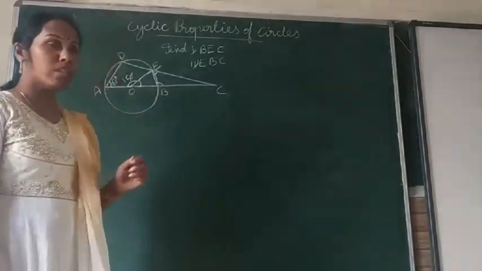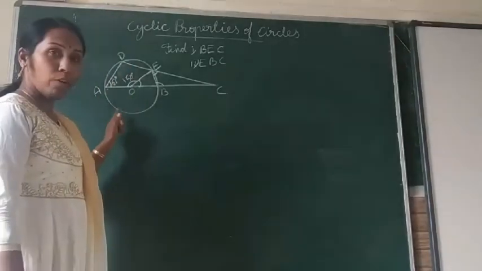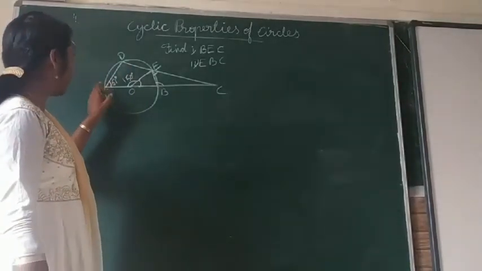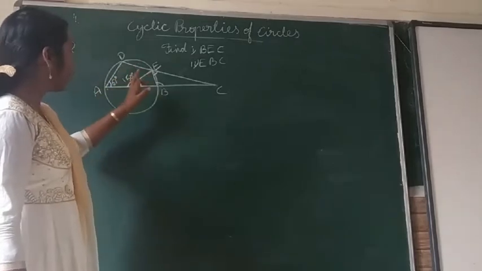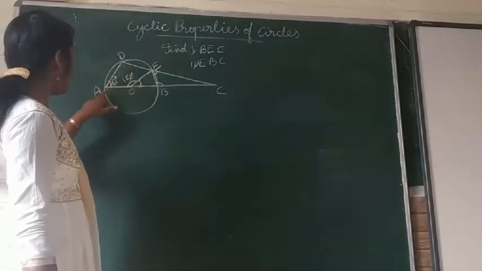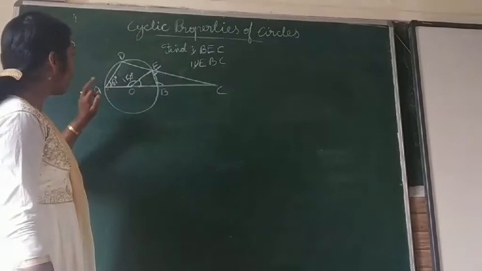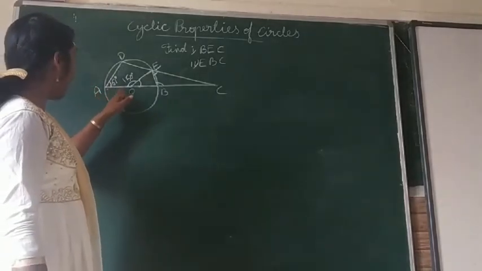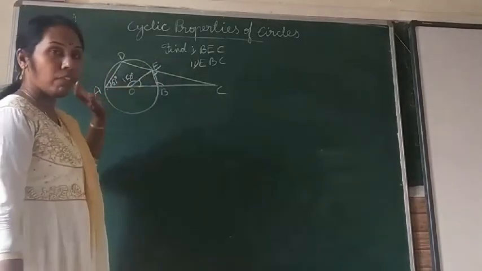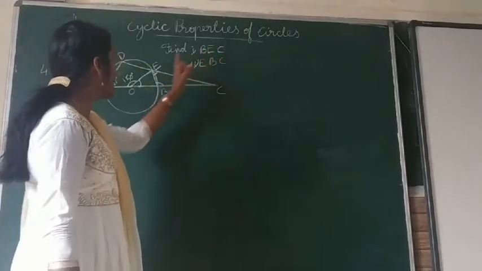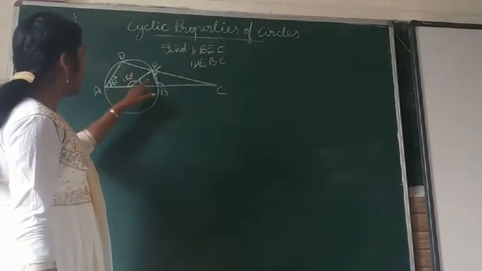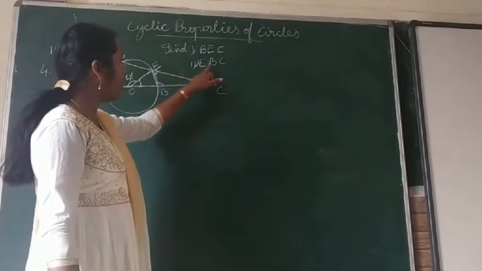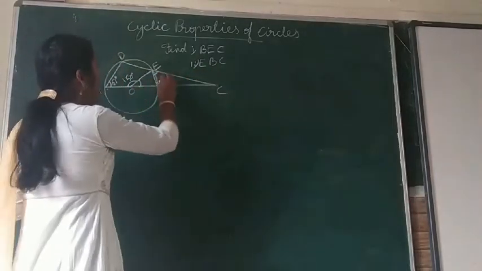Now we can solve question number 4. A cyclic quadrilateral ADEB is given, in which angle DAO is given as 51 degrees and at the center angle AOE is given as 150 degrees. We have to find out angle BEC and angle EBC. These two angles we have to find out.